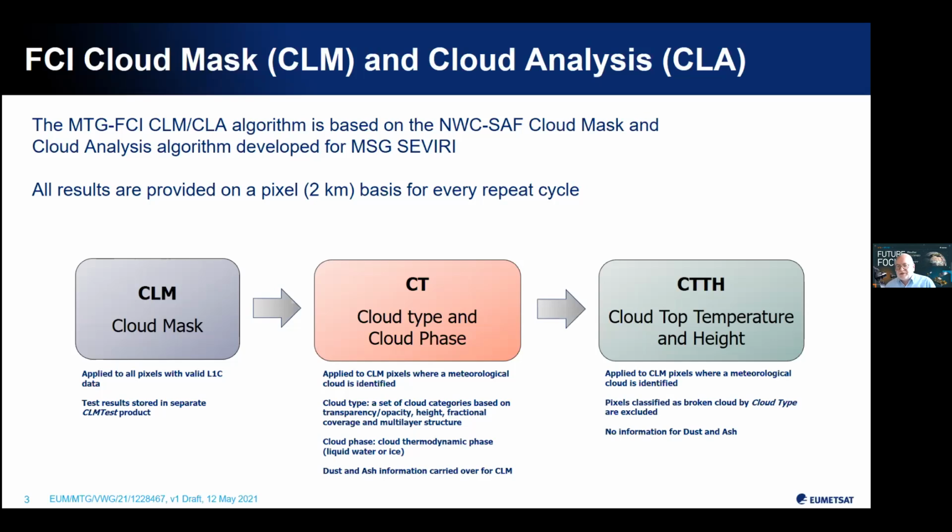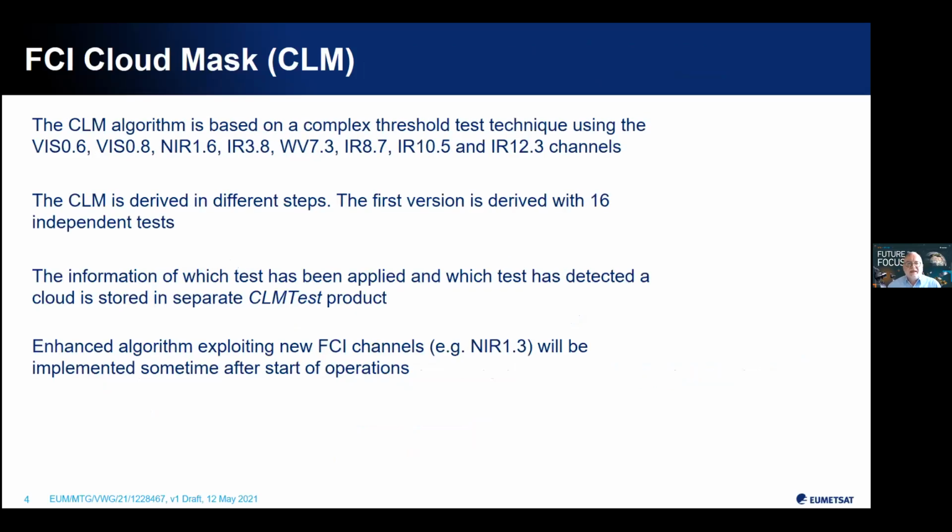And last but not least, cloud top temperature and height retrievals. It will also be applied to the pixels coming out of the cloud type and cloud mask retrievals. But I have to mention that pixels classified as broken clouds will be excluded from the height retrievals. And we will also give no information about the height of dust or ash. As an overview, the CLM algorithm is based on a complex threshold technique using the channels mentioned in the slide.